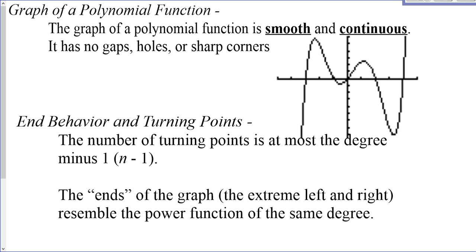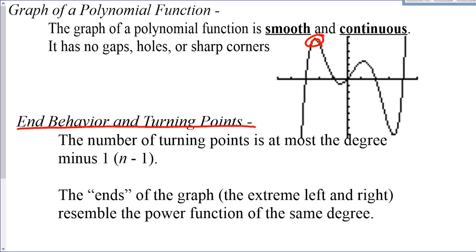So graphs of polynomial functions, we need to understand that they're smooth and they're continuous. There's no gaps, holes, or sharp corners. We have no points or corners on our graphs. If we zoom into an area like this, even though it might look pointed, it is going to be rounded off there, and it's not ever a true point. Okay, so we're going to be talking about end behaviors and turning points.